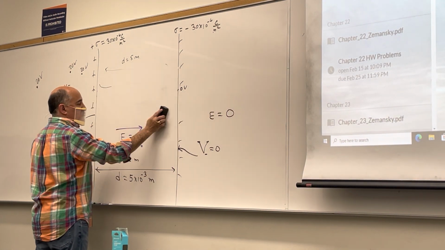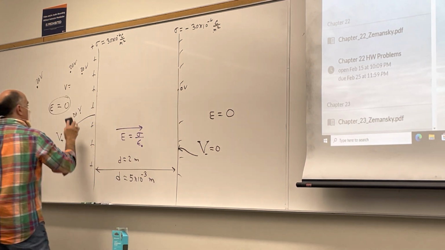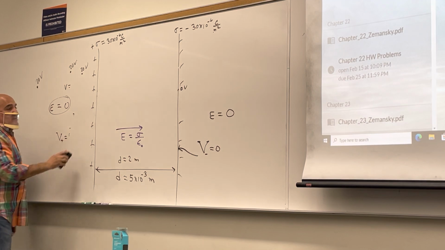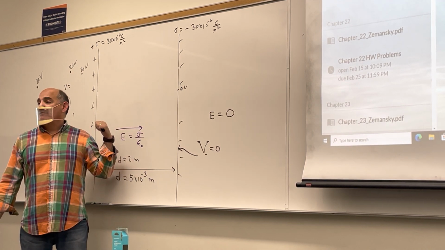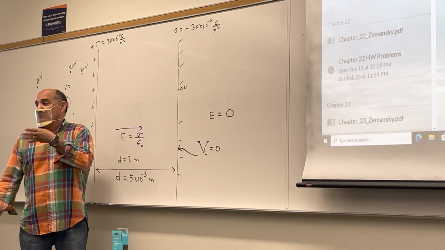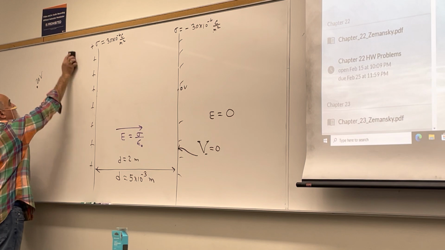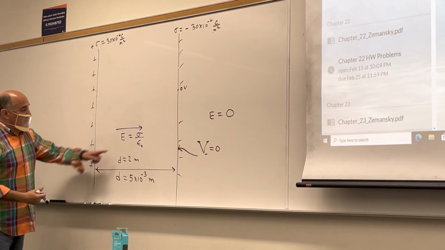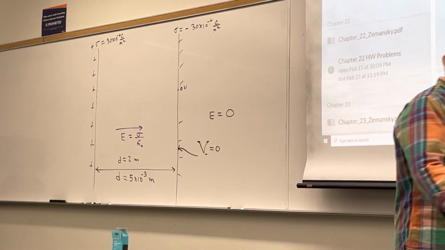So do I expect a positive answer for the potential here or negative? Positive, because it's 0 over there, and if I walk in the opposite direction of the electric field, it gets bigger. If you start at 0 and it gets bigger, you go to the positive values, right? So the answer has to be positive, not negative. So let's calculate the electric field. Let's actually get a number.